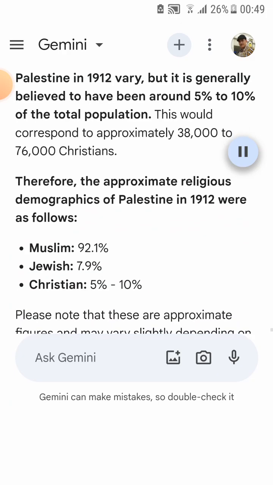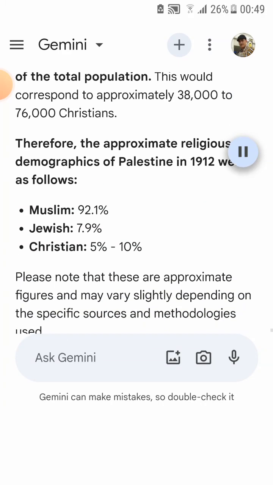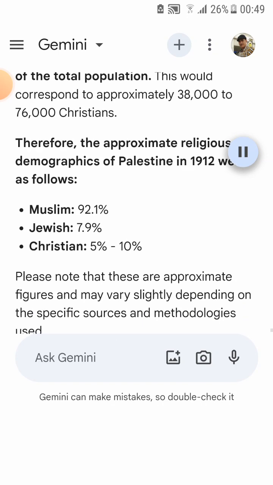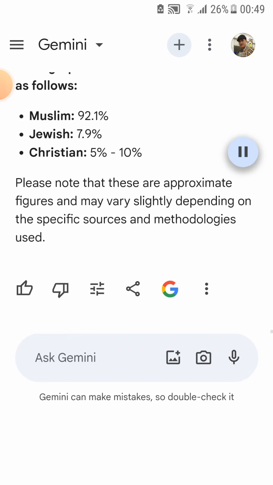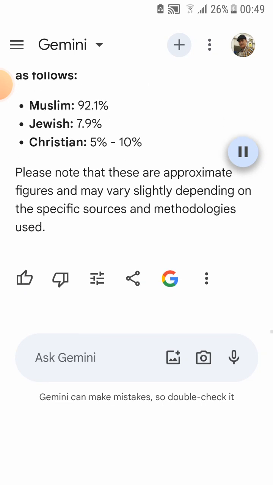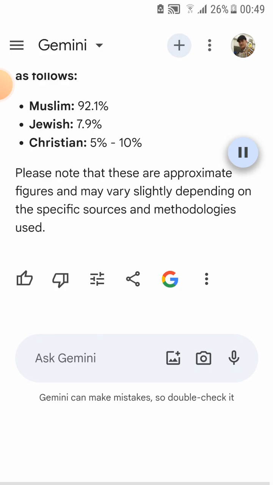Therefore, the approximate religious demographics of Palestine in 1912 were as follows. Muslim, 92.1%. Jewish, 7.9%. Christian, 5% to 10%. Please note that these are approximate figures and may vary slightly depending on the specific sources and methodologies used.